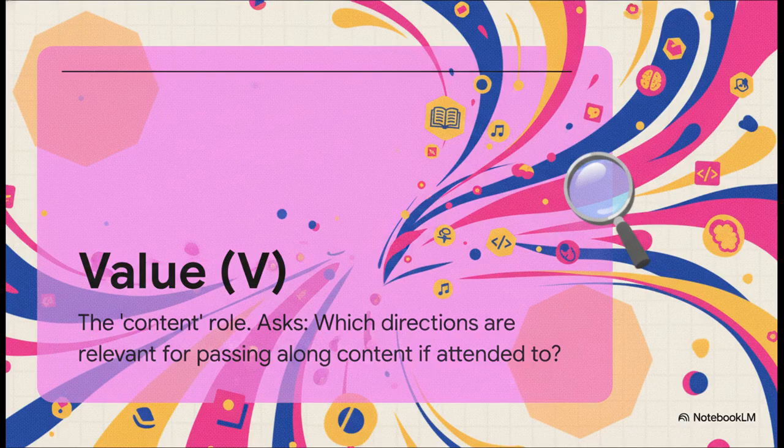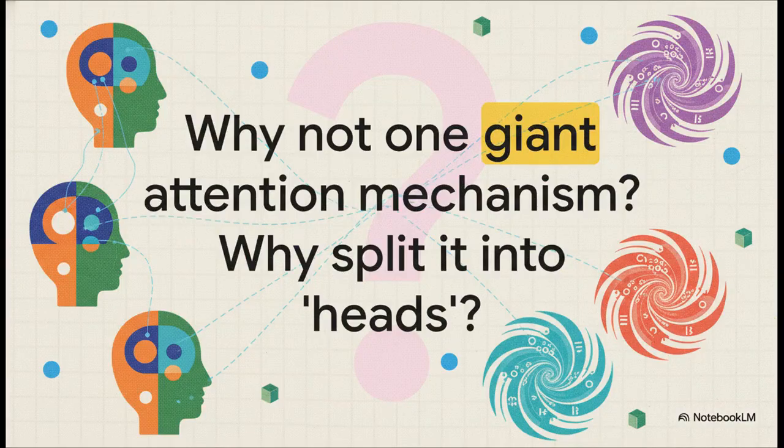And finally, there's the value. The value is the actual stuff, the information payload. So once the query from it finds a strong match with the key from robot, the robot token doesn't just say, "Yep, that's me." It hands over its value vector, which is this rich package of semantic information about what a robot is. That's the prize the query was seeking. So this whole QKV process is happening all at once for every token.